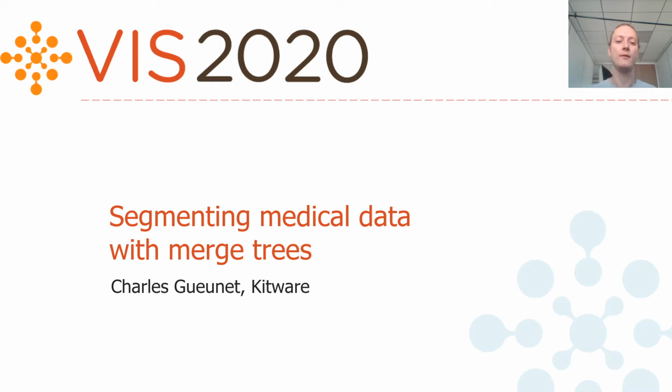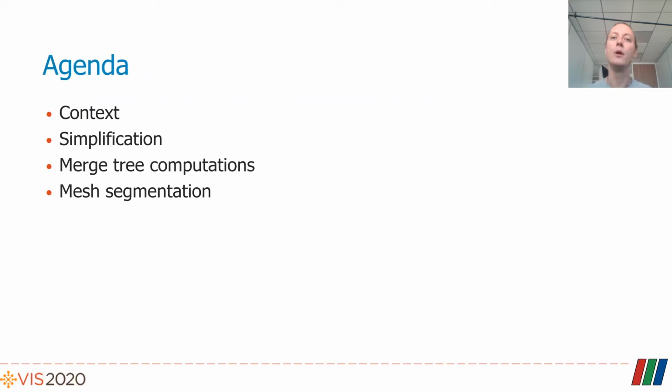Now we will see how we can segment medical data using merge trees. First, I will give you some context by explaining what data we are manipulating and what we want to do with them. We want to extract some prominent features in the dataset, and for this, a usual pipeline with TTK is to simplify the dataset so we keep only the number of features that we want, and then we compute a merge tree to get the area corresponding to these features, and we have a look at the segmentation of these trees to visualize this area.